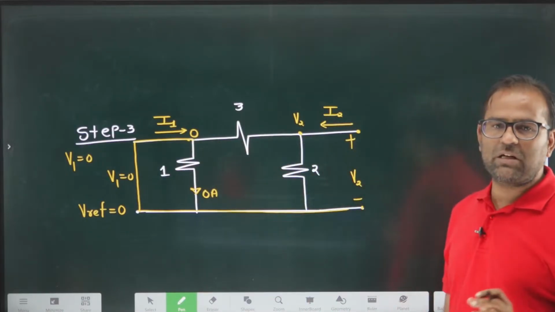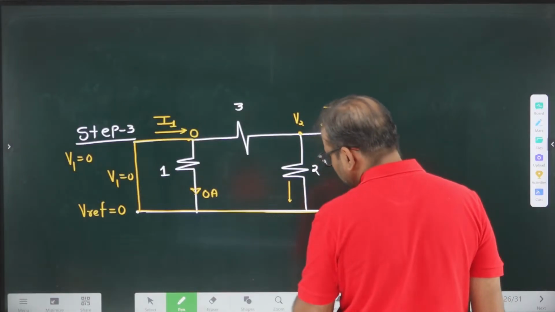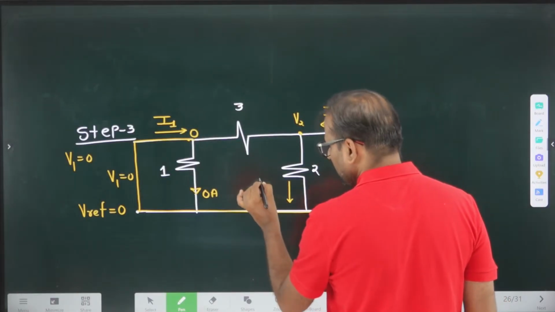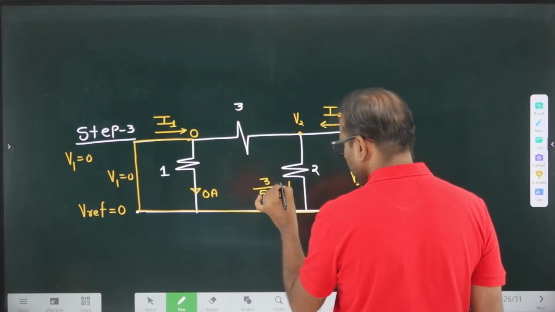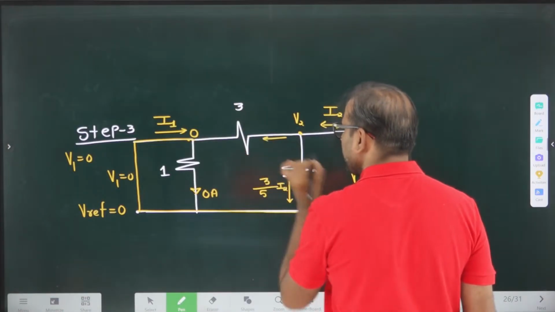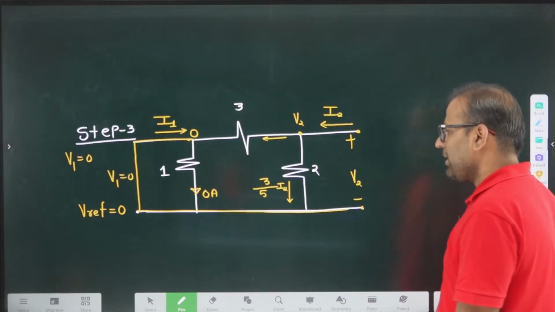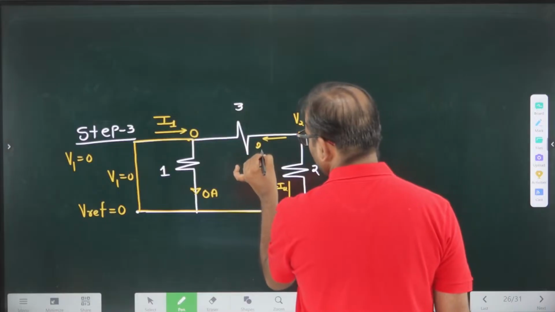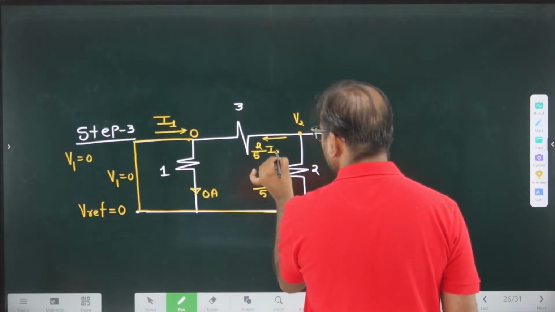If both are connected between V2 and 0, what is the current in this branch? The current in this branch is given by 3 divided by 5, 3 divided by 3 plus 2, into I2. And what is the current going in this branch? The current is 1 minus 3 by 5, which is 2 by 5. This current is 2 by 5 times I2.